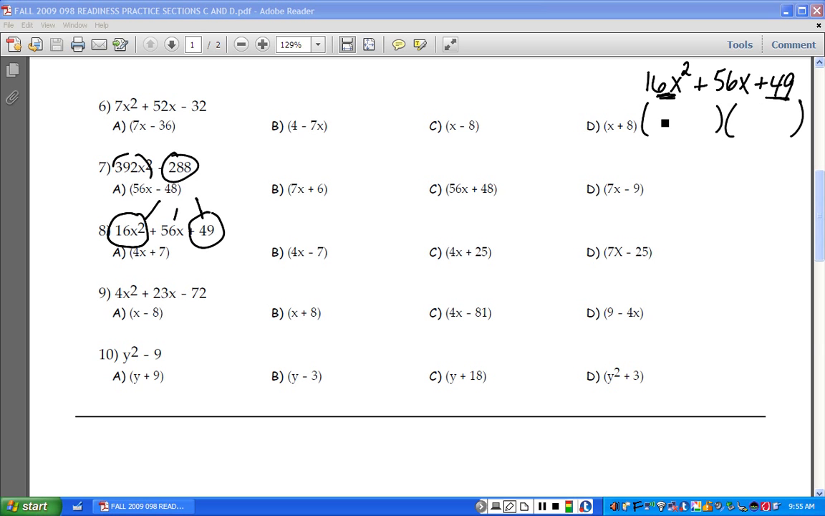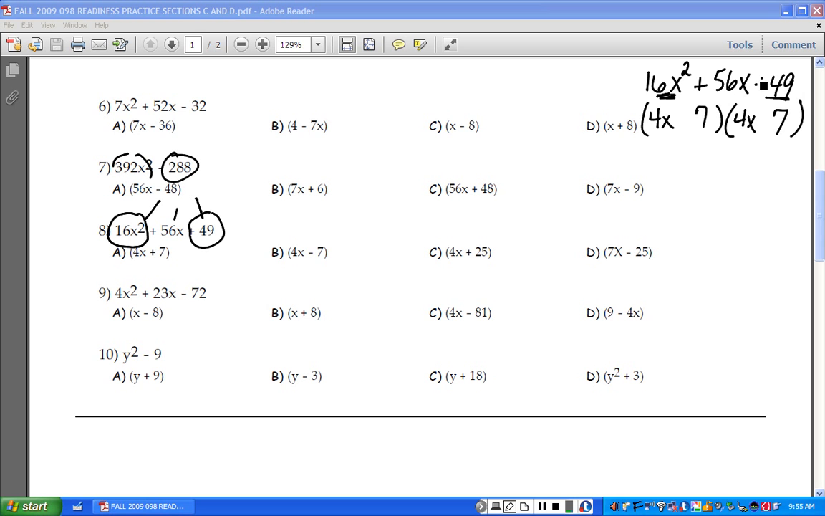So to get my first, I say first times first. And notice these numbers that I chose are the square root of 16. Square root of 16 is 4. Square root of x squared is x. So I just wrote the square root of my first term down here in the first position of both binomials. Now when I look at my 49, which is my last term, I know the square root of 49 to be 7. So I have a 7 and a 7 in the last position.